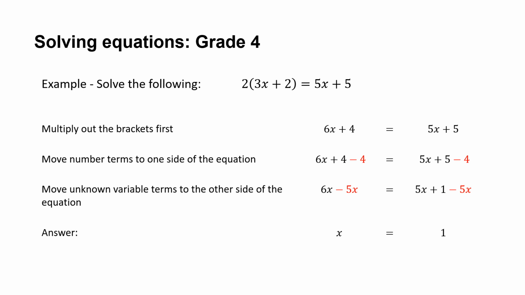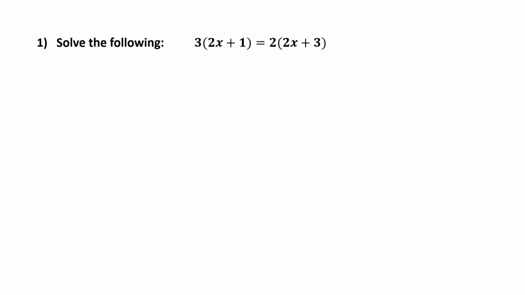So as before, we're now going to move on to some examples. So we have 3 times (2x plus 1) equals 2 times (2x plus 3). So like we did before, pause the video, have a go at the question, and when you're ready, unpause it, and we'll work through the first one together.